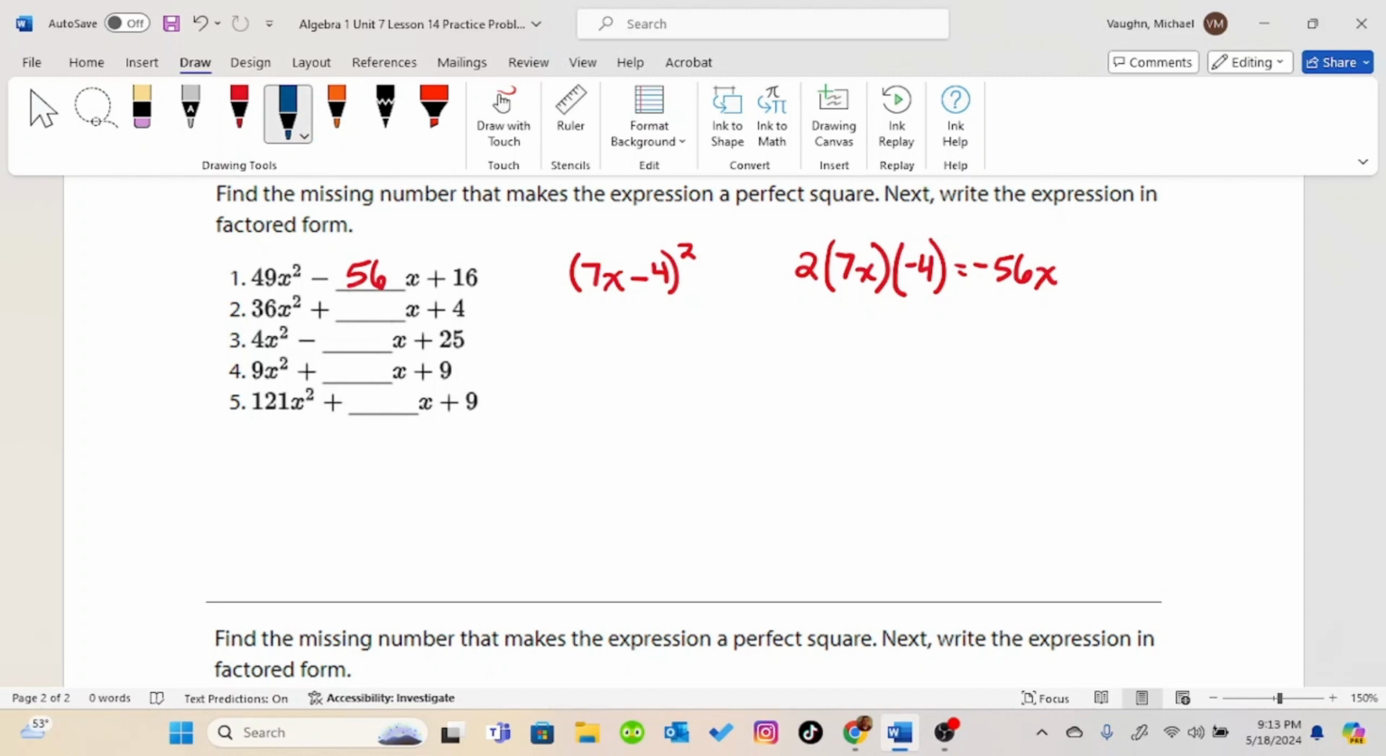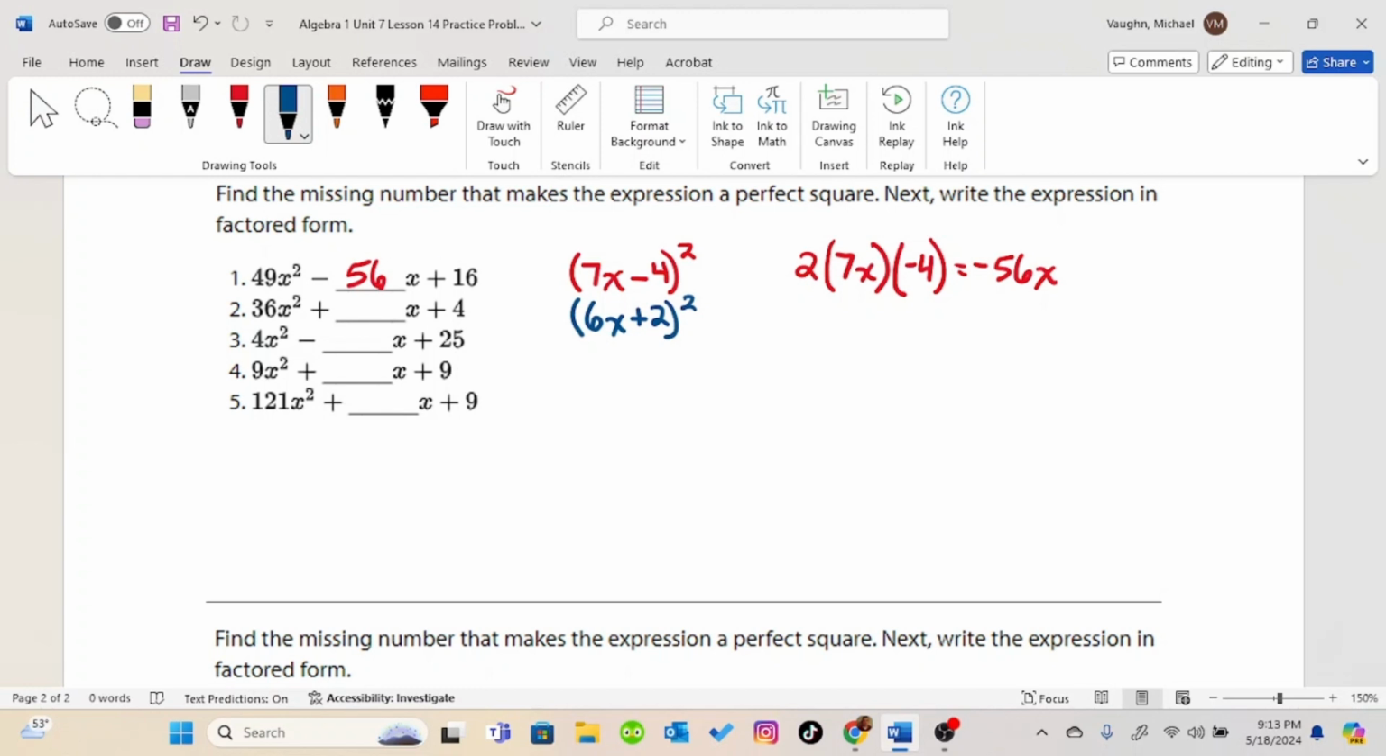Number 2. The square root of 36 is 6. The square root of x squared is x. The square root of 4 is either 2 or negative 2. The first sign being a plus sign tells us we want plus 2. So the factored form is 6x plus 2 squared.